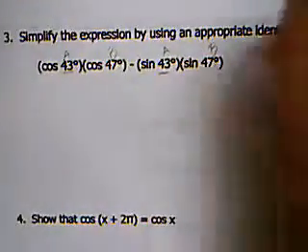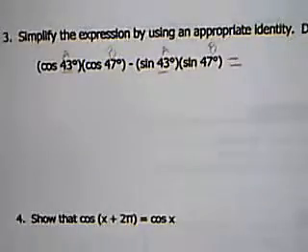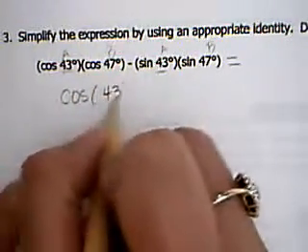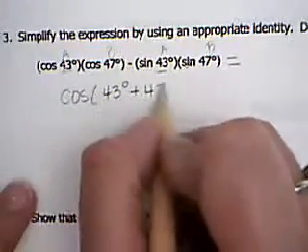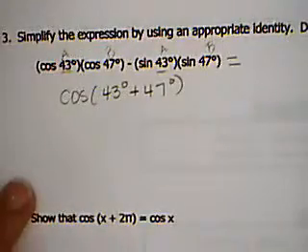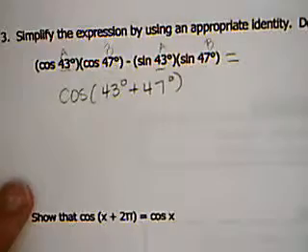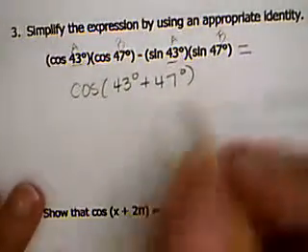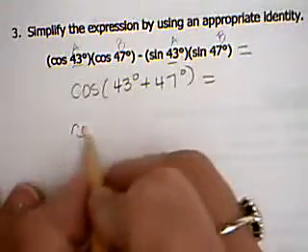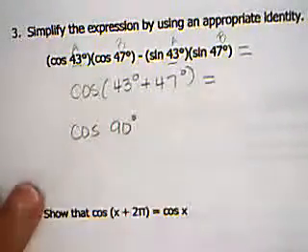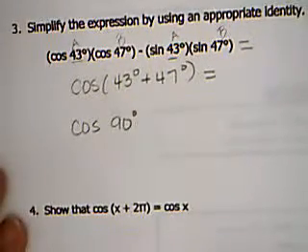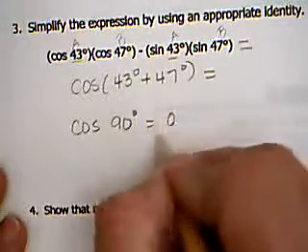So we could say this expression is equal to the cosine of 43 degrees plus 47 degrees. So kind of going in the opposite direction that we were on the other problems. So 43 plus 47 is equal to the cosine of 90 degrees. And again, from the unit circle, we should know that the cosine of 90 is 0.